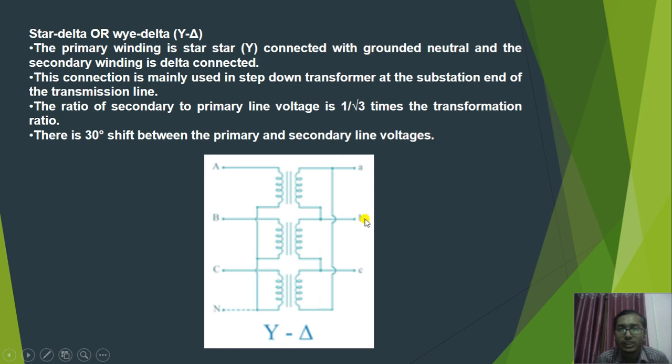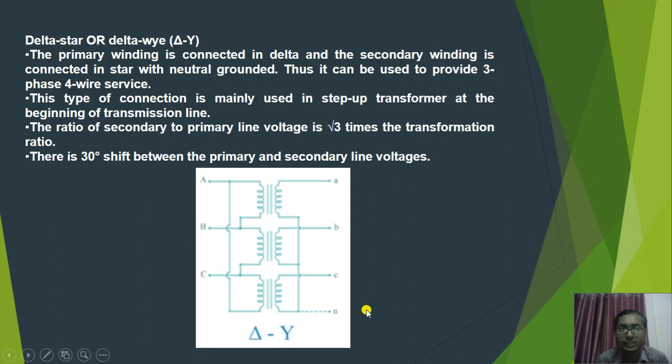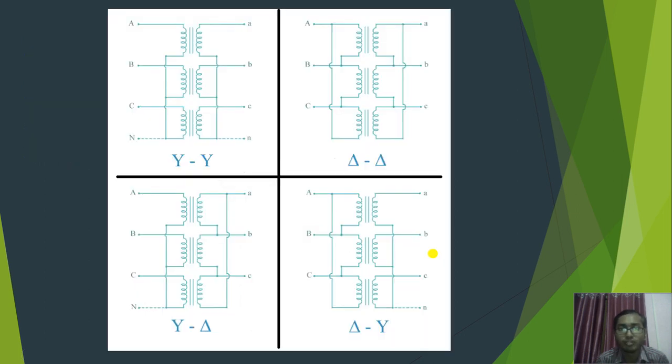We use this transformer as a step down transformer at the substation end of the transmission line, where the primary side is in star connection and the secondary side is in delta connection. Similarly, we also have a delta star connection, where we have a delta connection in the primary side and star connection in the secondary side. This is used for step up purpose in our transmission line. So these are the four primary connection types of three-phase transformer connections.